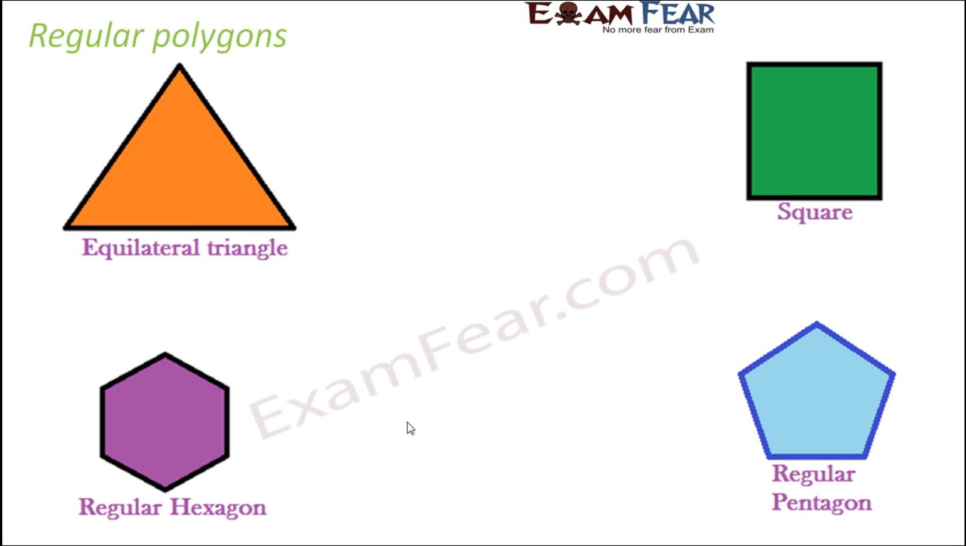So find out perimeter of other polygons. So first let us look at some regular polygons. Now what do we mean by regular polygons? So regular polygons are those polygons whose sides are equal.